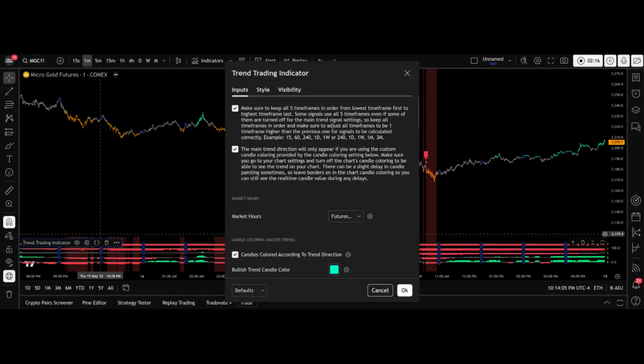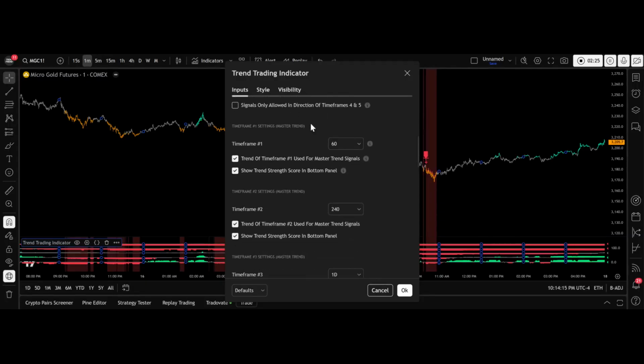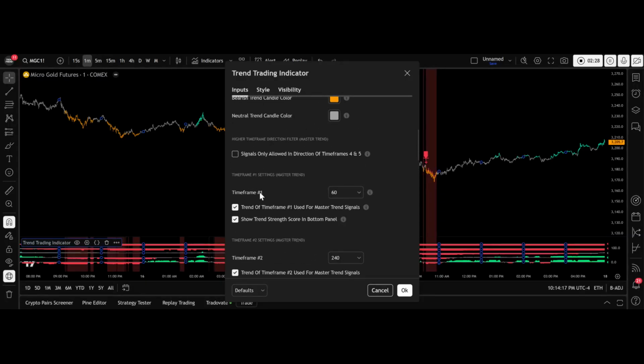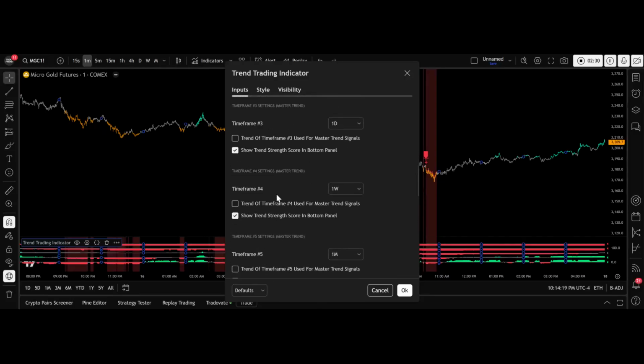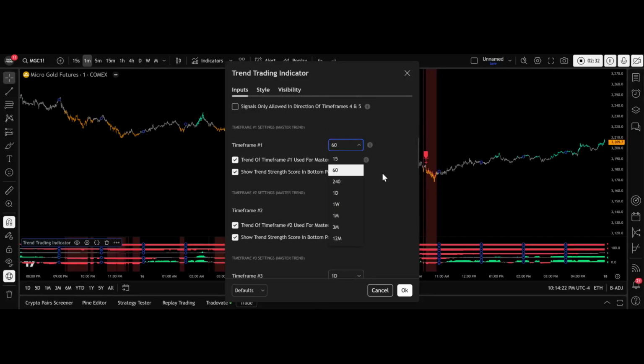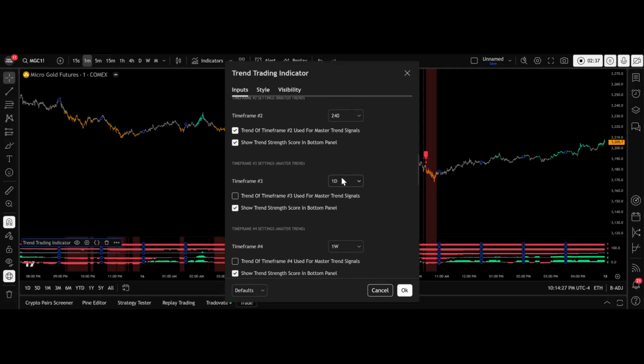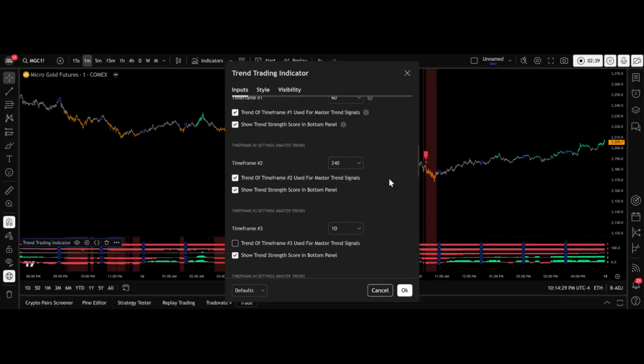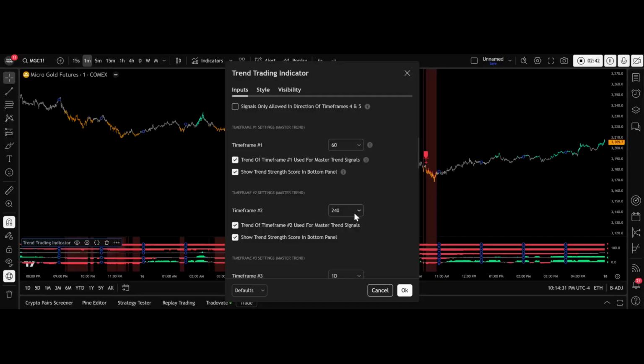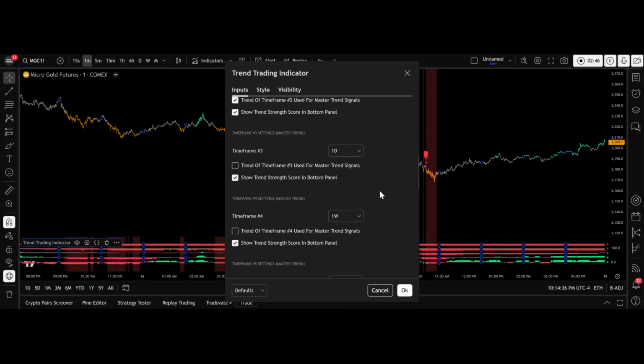So let's run through some of the settings here. This other pop-up is saying make sure to keep all 5 time frames in order from the first time frame to the highest time frame. So we have time frame 1, 2, 3, 4, and 5. Whatever you set these to, let's say you have 15 here, then you need 60 here, then 240 here, and then 1 day here. Make sure you keep them all in order, with each one being 1 time frame higher than the previous one, even if you're not using all 5 time frames.